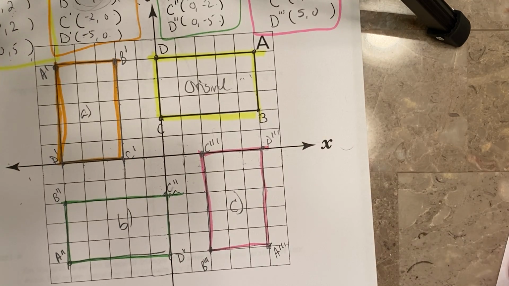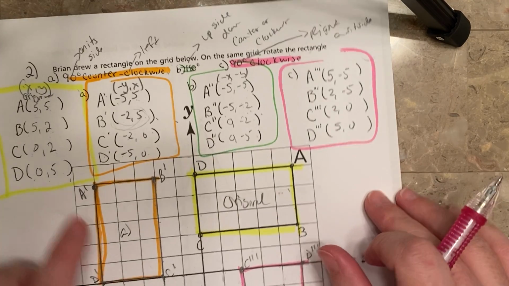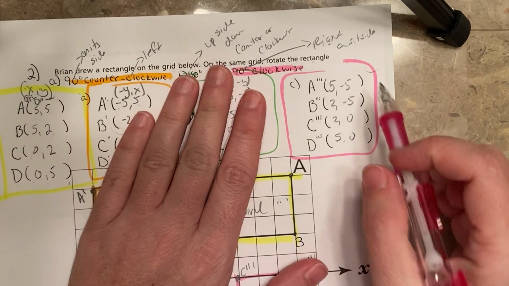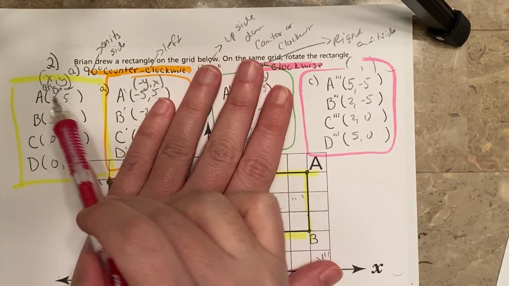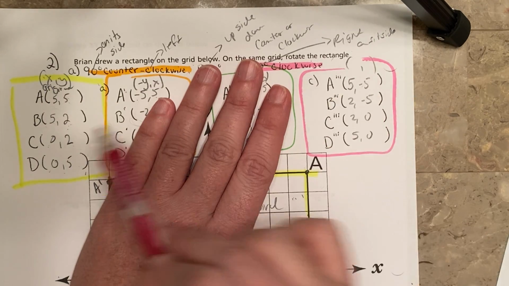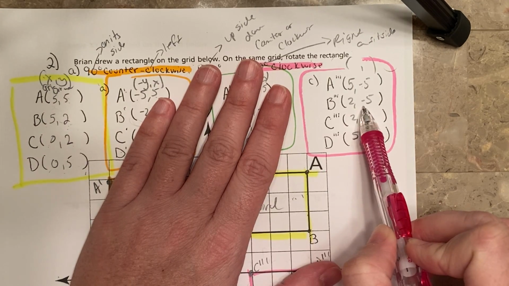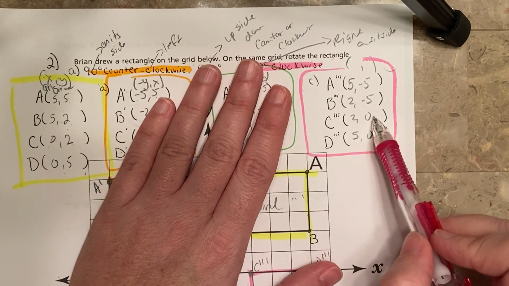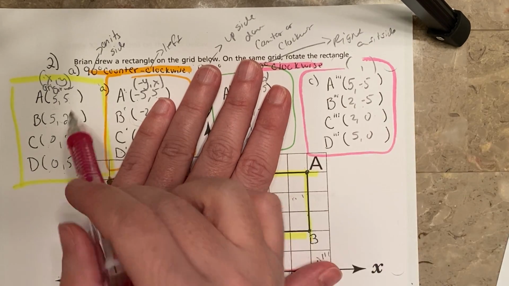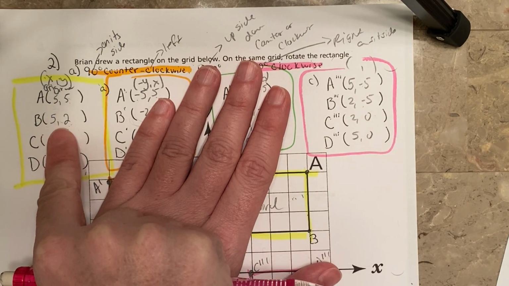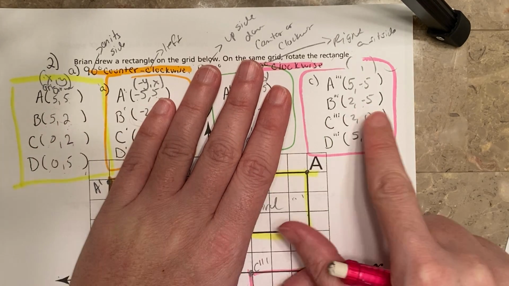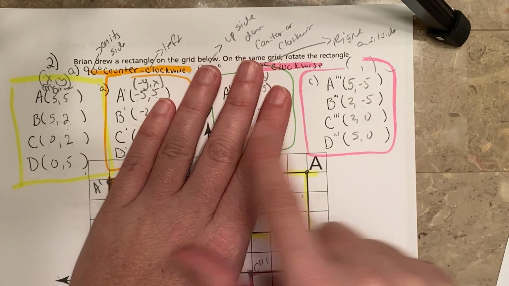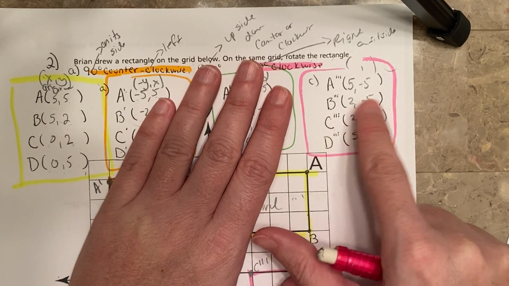All right, so let's see if we can figure out this rule now. So original XY, focus on the original and this one. So 5, 5 went to 5, -5. 5, 2 went to 2, -5. 0, 2 went to 2, 0. So again, I always think it's easiest to look at this one. 5, 2 and 2, 5. So the 5 and the 2 switch places. So now instead of XY, it's YX.